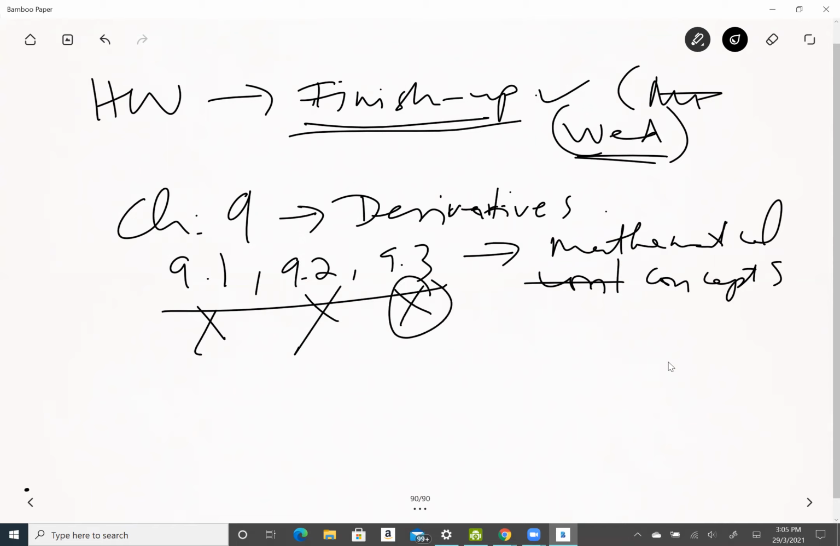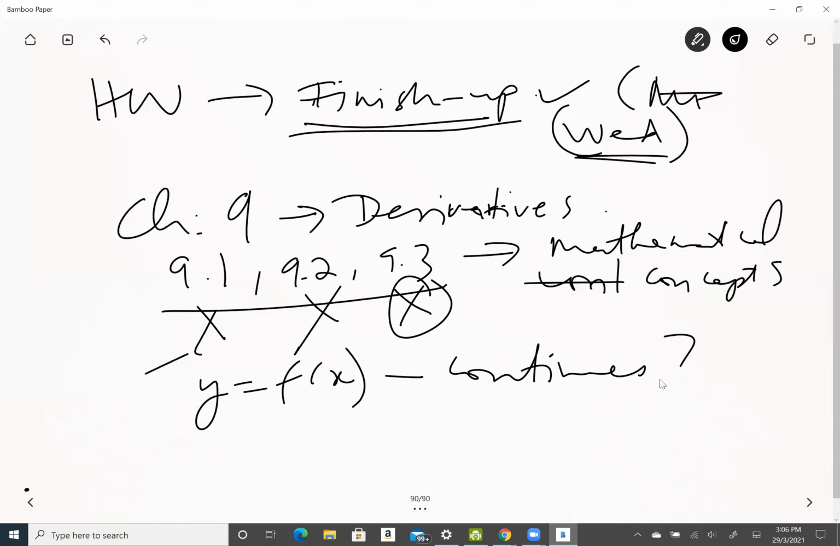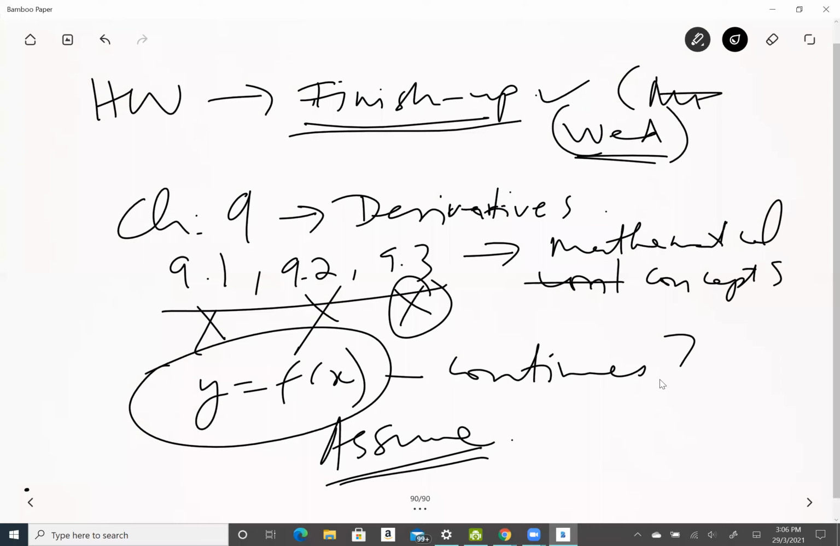So you don't need the limit, you don't need continuity, but we know that for the function to have a derivative, the function y equals f of x must be continuous. So don't worry about this, okay? We assume this one. That means if you want to do the derivative, we assume the function is already continuous. So you don't have to prove the function is continuous or not. We just assume a continuous function.